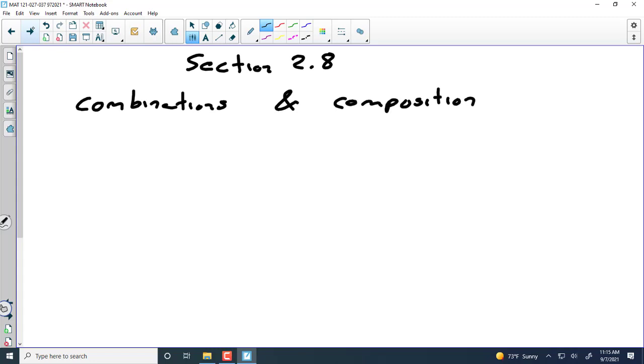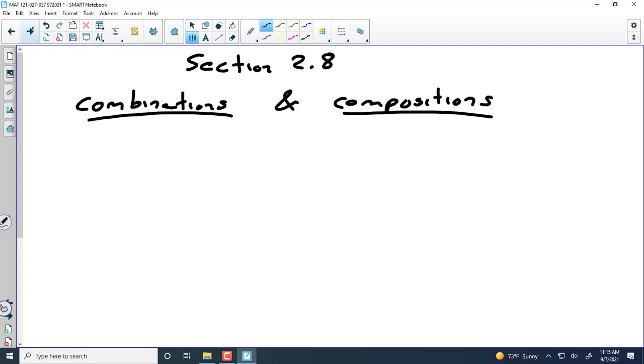Section 2.8, as you know from doing your pre-work, has two major ideas in it: combinations and compositions. And I know from getting a lot of emails from a lot of you, the notation for compositions messed with a lot of people's heads, because they saw a little hollow circle and wondered what that was supposed to be about. Well, we'll talk about that.